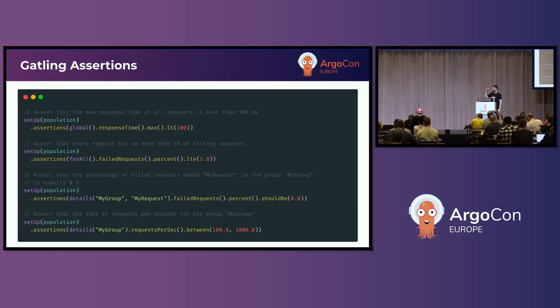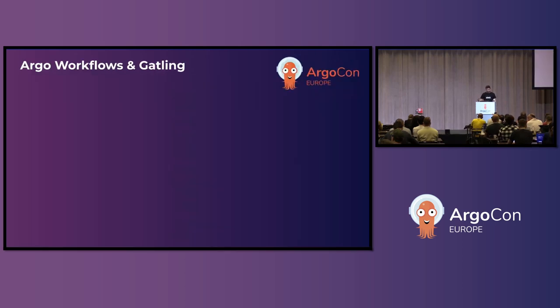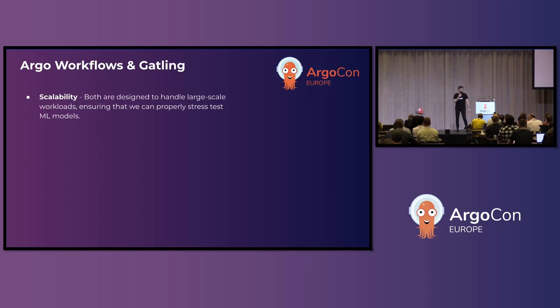So it allows you to redeploy in a reliable way without having to look at the reports every time you push something. You'd be like, yeah, everything is less than 100 milliseconds. I'm pretty happy. I can merge. All my tests are working. So yeah, you have those assertions. That's been really nice. So maybe that's why we went with Argo Workflows and Gatling.